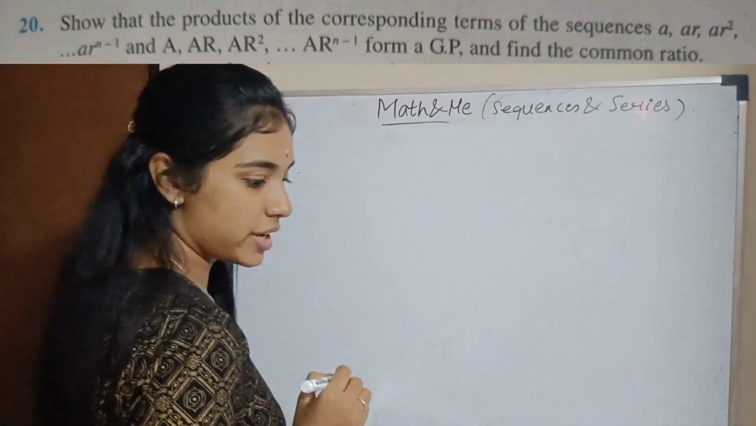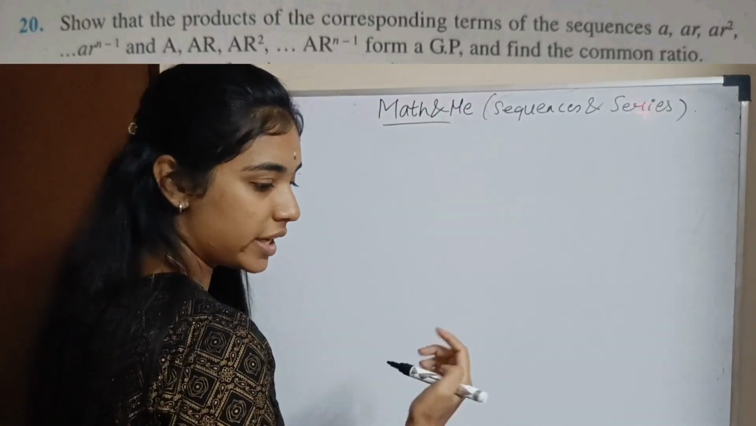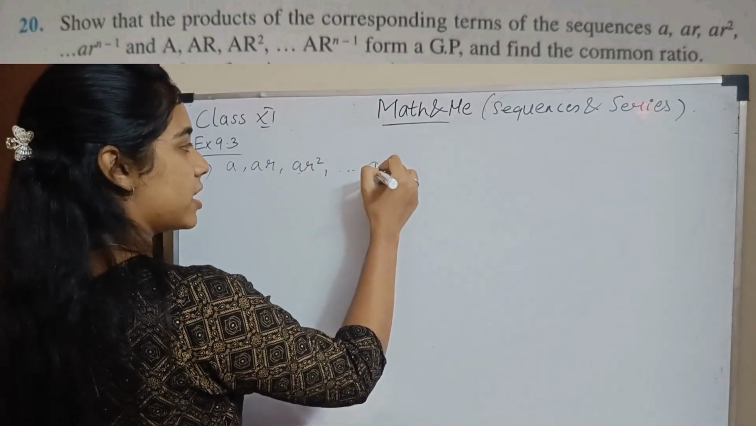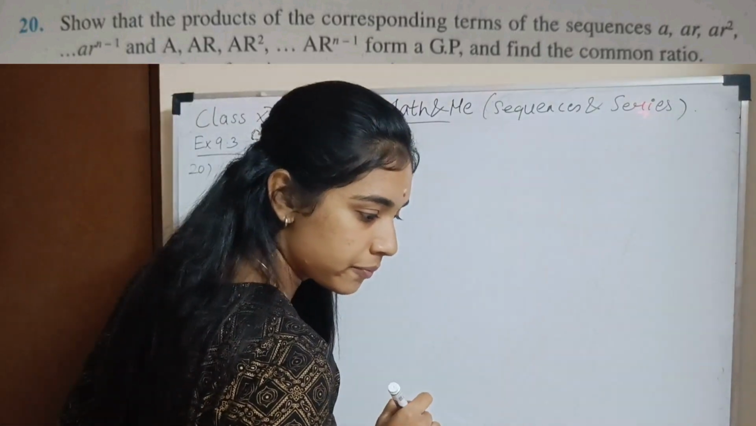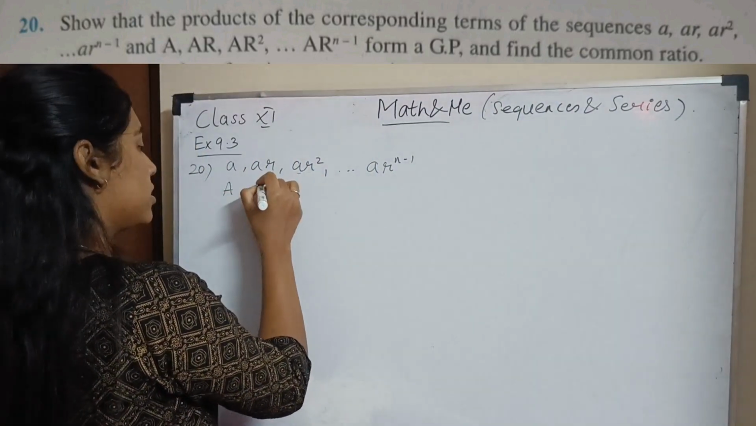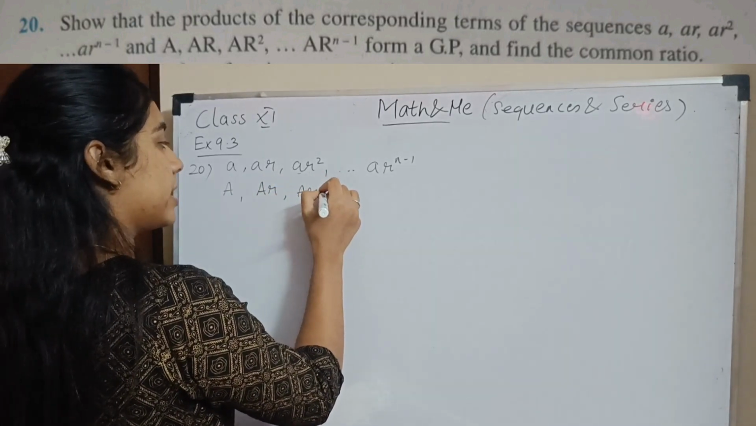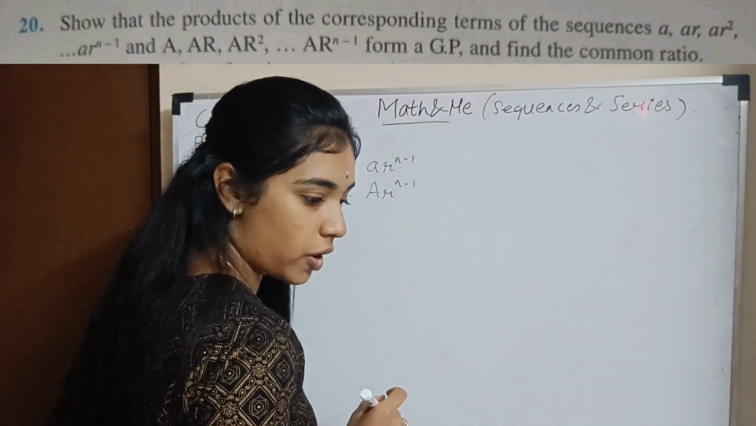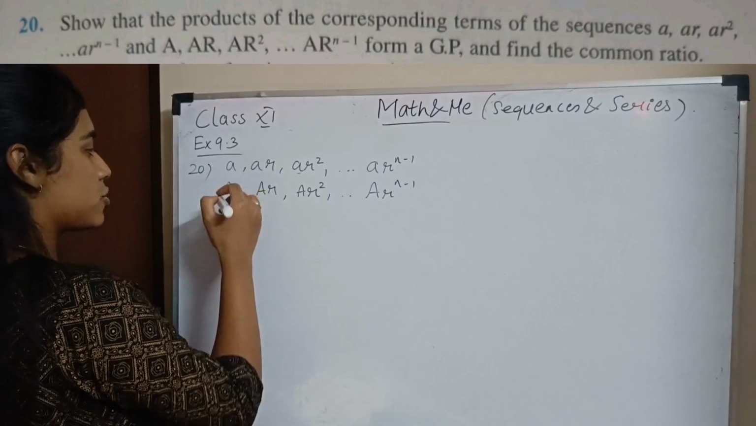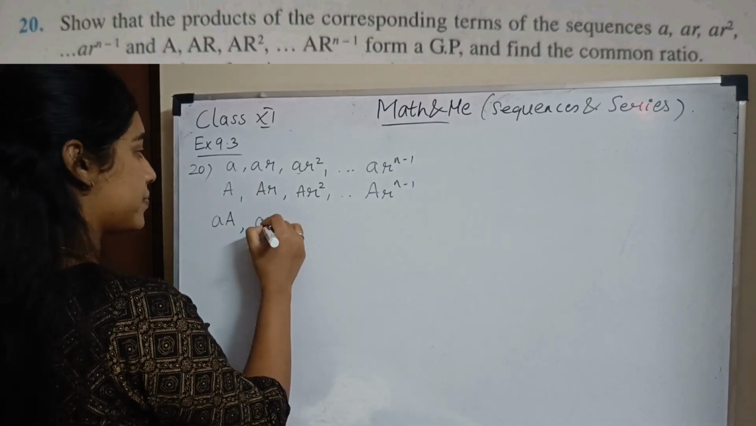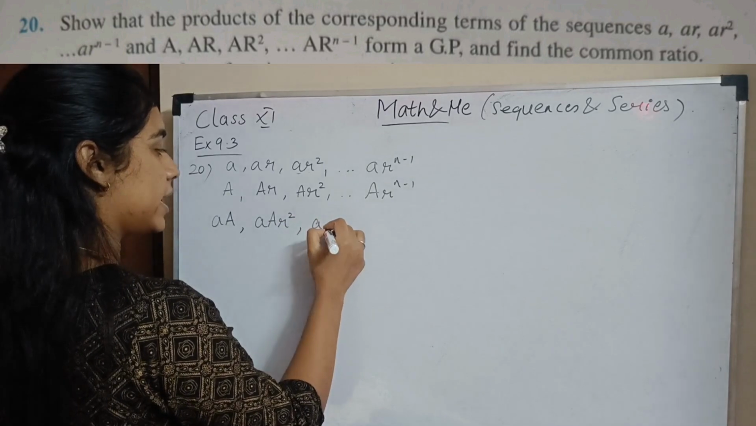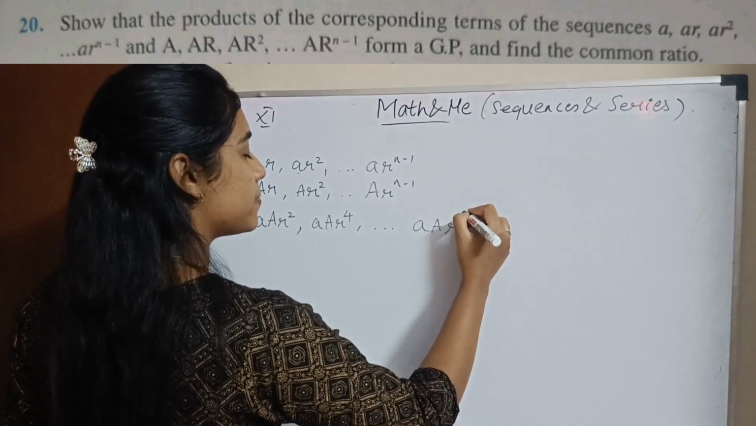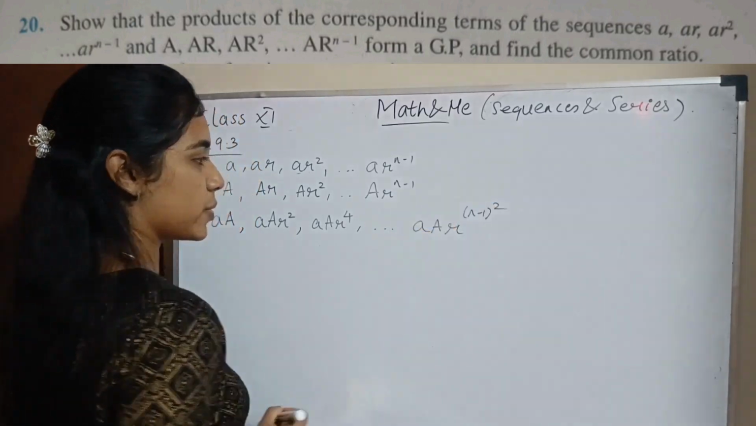Question number 20 is pretty straightforward. Show that the products of the corresponding terms of the GPs a, ar, ar square, and so on, ar to the n minus 1, and A, AR, AR square, AR to the n minus 1, also form a GP. So the product is aA, aAR square, aAR power 4, and so on, aAR to the n minus 1, the whole square.